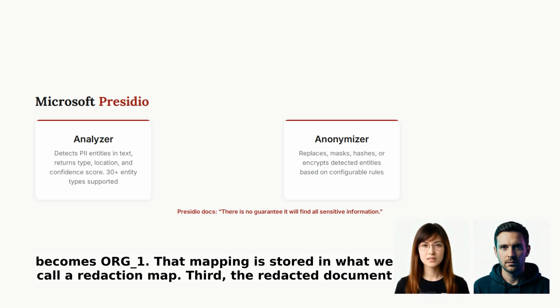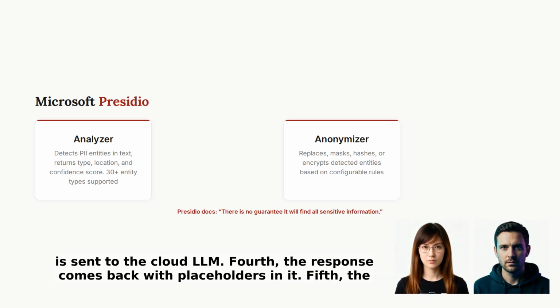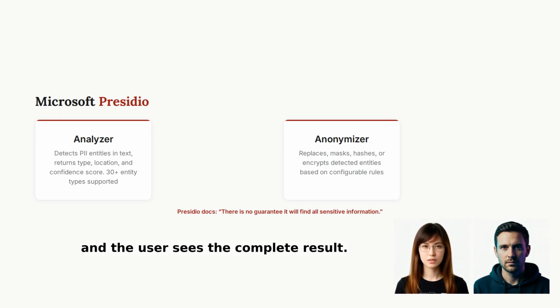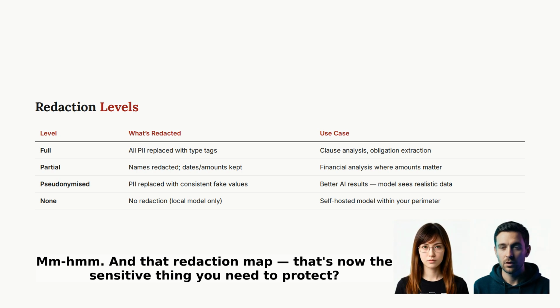Third, the redacted document is sent to the cloud LLM. Fourth, the response comes back with placeholders in it. Fifth, the redaction map is applied in reverse. The placeholders are replaced with the real values, and the user sees the complete result. And that redaction map, that's now the sensitive thing you need to protect.